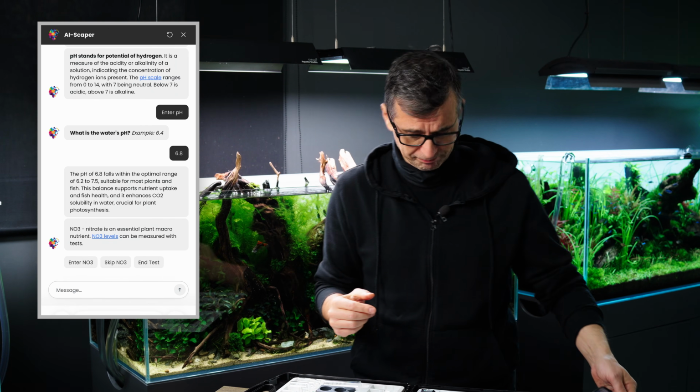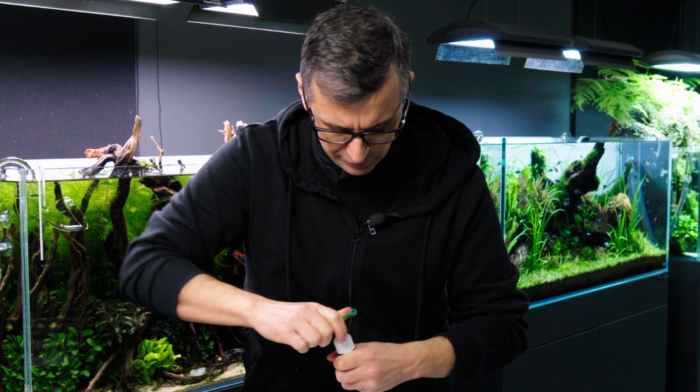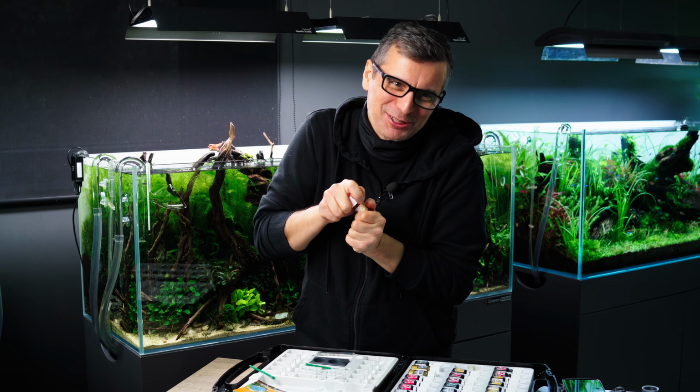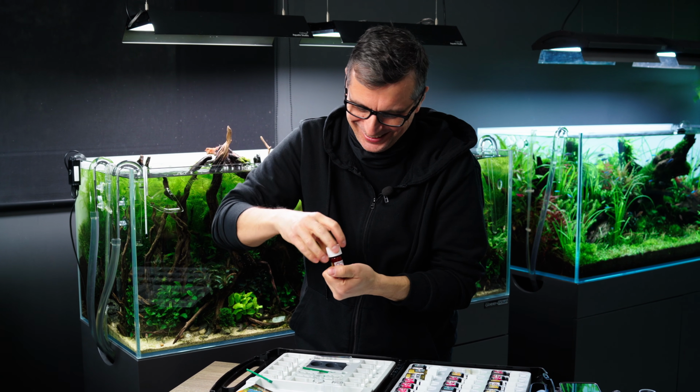Now nitrates. I take this guy, which is difficult to open. The kid lock is working perfectly on me.